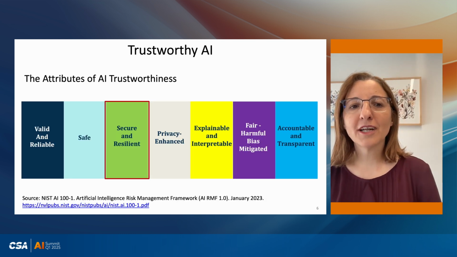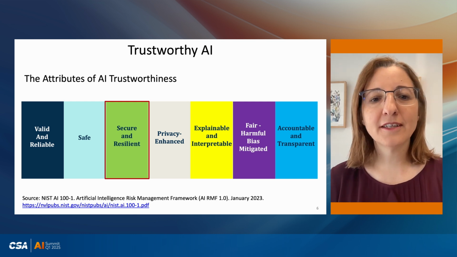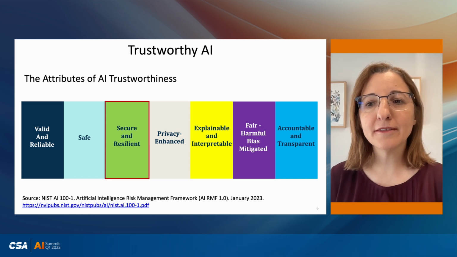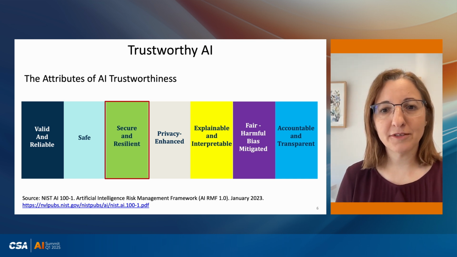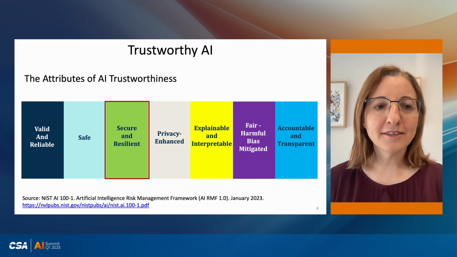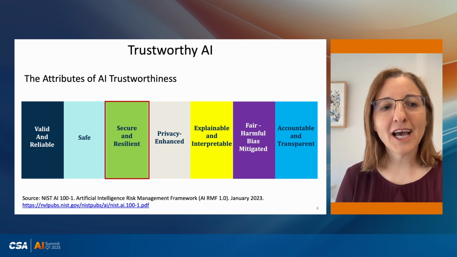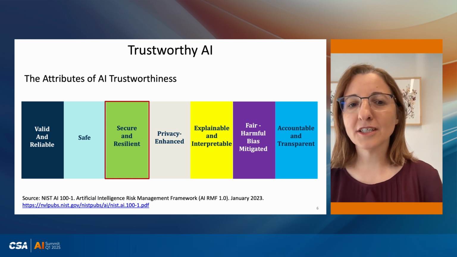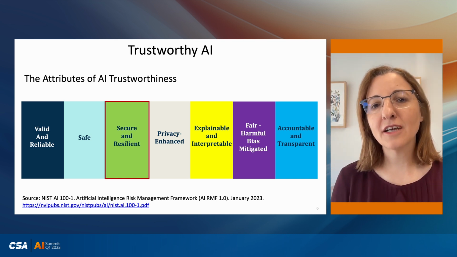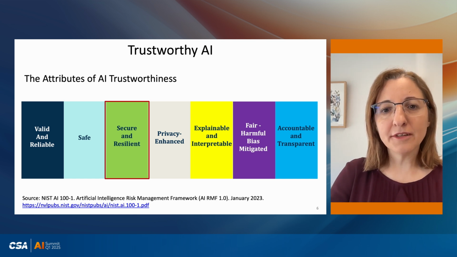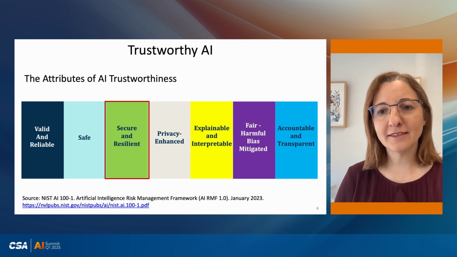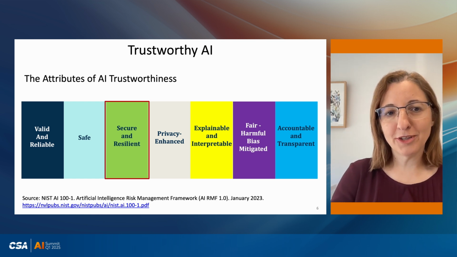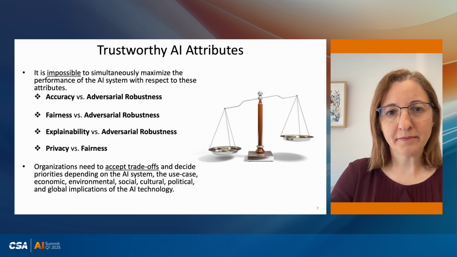If we think about trustworthy AI, according to the NIST AI Risk Management Framework, which was released in January 2023, there are 7 attributes of trustworthiness: valid and reliable, safe, secure and resilient, privacy enhanced, explainable, fair, and accountable and transparent. Our report covers the secure and resilient category, but we need to keep in mind the other attributes when we talk about trustworthy AI.